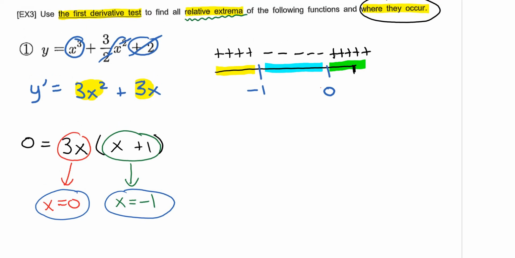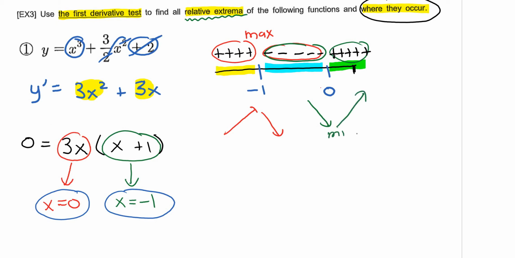Whenever you go from a positive to a negative, that's like going from a positive slope to a negative slope. This means we have a max right here. And if I go from a negative slope to a positive slope, that means there's a min here. So there's a min right here.